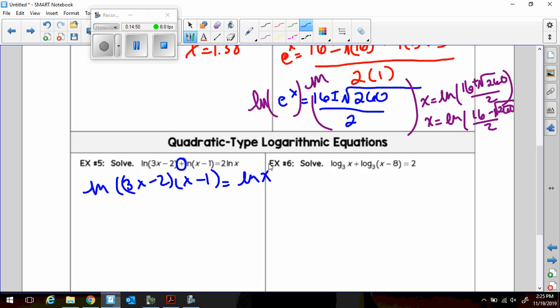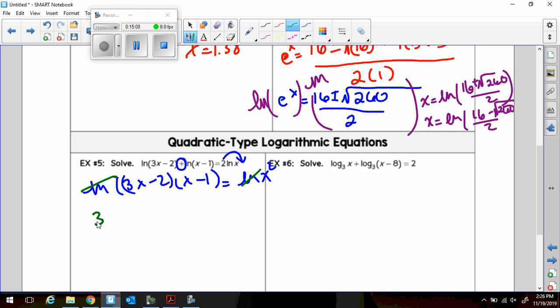So I'm just bringing this 2 up to be an exponent. This I'm going to have to actually FOIL. So natural log of this, natural log of this. I can cancel these. I can take e, raise it to the base e on both sides, cancel them. And I'm going to FOIL this.